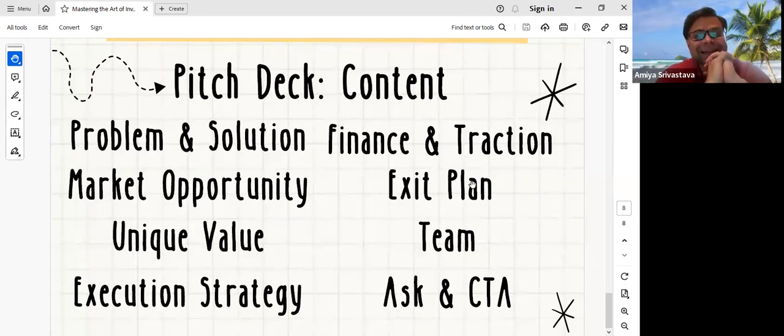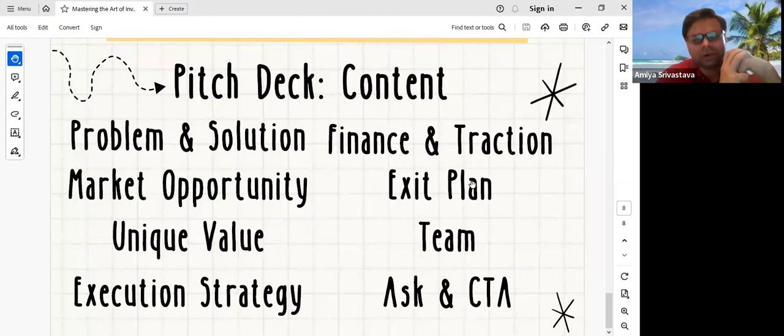Okay. TAM SAM SOM falls into the market opportunity section. Let me answer this question in two parts. The first part is: why TAM SAM SOM? You are essentially trying to understand what the market opportunity is. I will introduce another concept called serviceable leadable market. Look into that, and that's a very viable option to TAM SAM SOM.